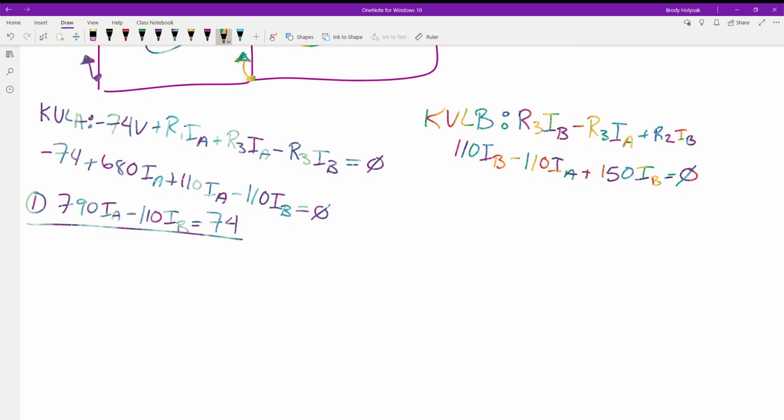Now, when I solve these, I do want to put these in some sort of an order. I'm going alphabetically: IA first, then IB, then when we get into it, IC will come next. You can put them in any order you want. Just make sure you pick an order and stay with it. So we end up with minus 110 IA plus 260 IB equals 0.